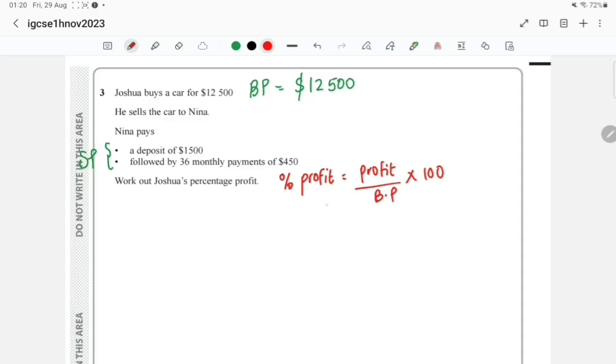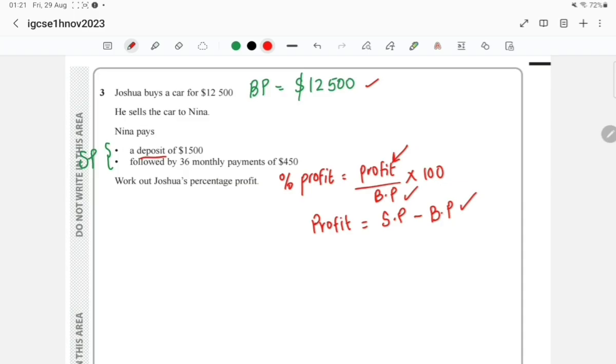Now to be able to find the percentage profit, I need the profit because I already have the buying price, which is 12,500. Now how do I find profit? By taking the selling price minus the buying price. The buying price, again, I have it. I need to look for the selling price. So let's work out the selling price of that car.